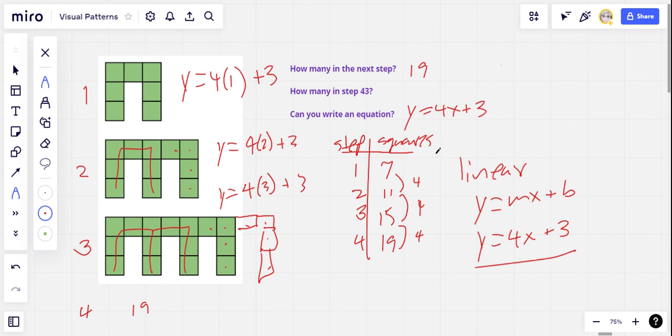Now that we've got that, we can use that to calculate how many in step 43 by just plugging in 43 for x. So y equals 4 times 43 plus 3. Let's see, 4 times 43. Well, 4 times 40 is 160. 4 times 3 is 12, so that's 172. Plus 3 more, it should be 175 squares in step 43.